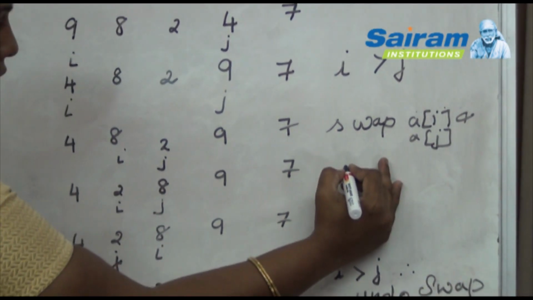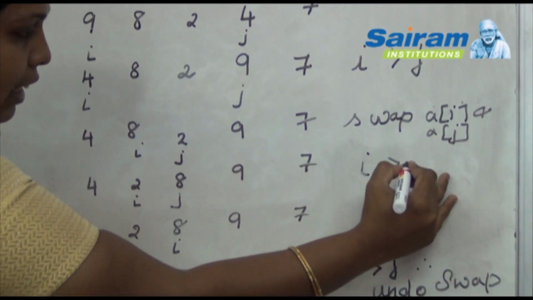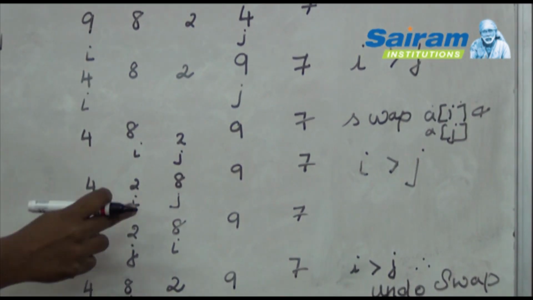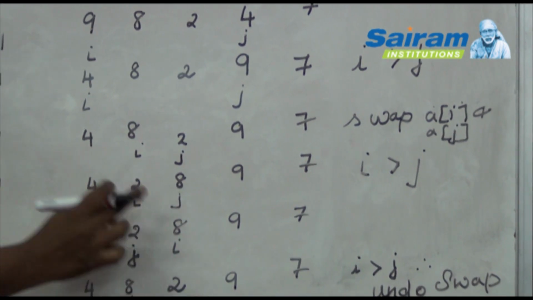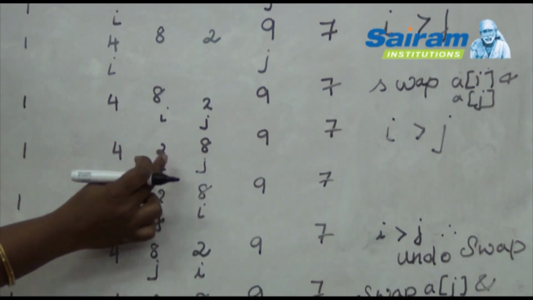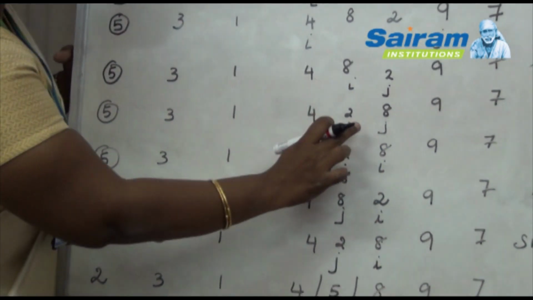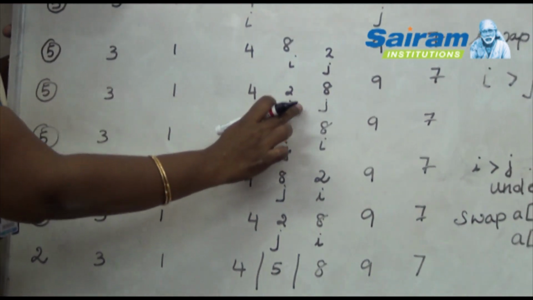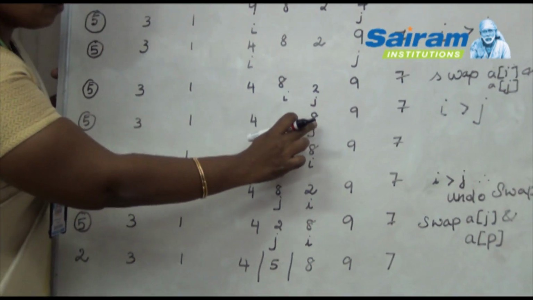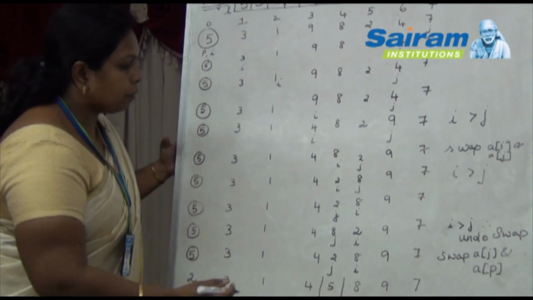Now check whether i is greater than j. Yes, i is not greater than j, so resume scan. So, you have to check whether A of i is less than pivot. Yes, A of i is less than pivot, so increment i. A of j is greater than pivot, so decrement j.